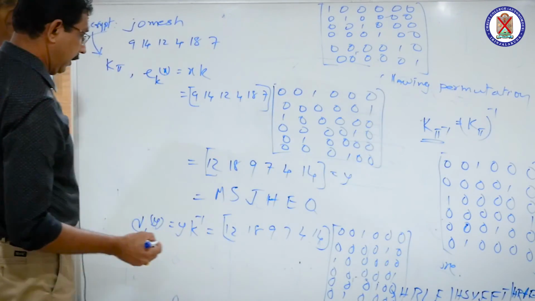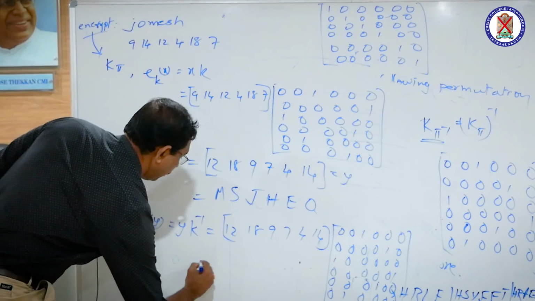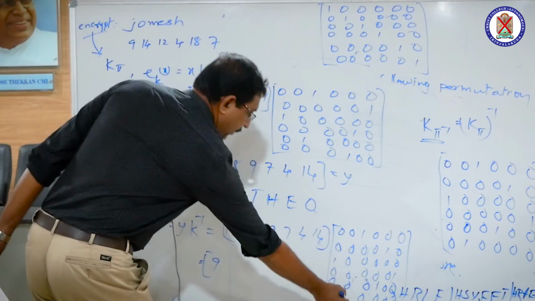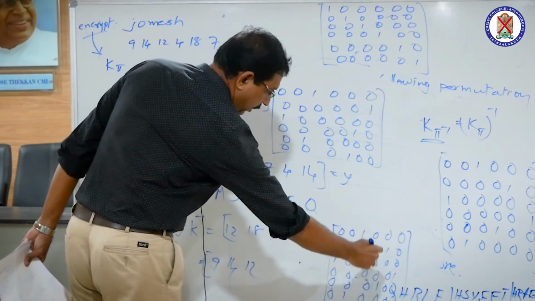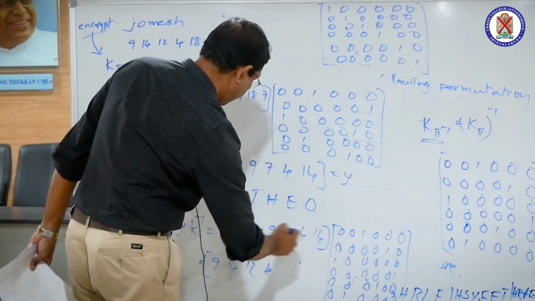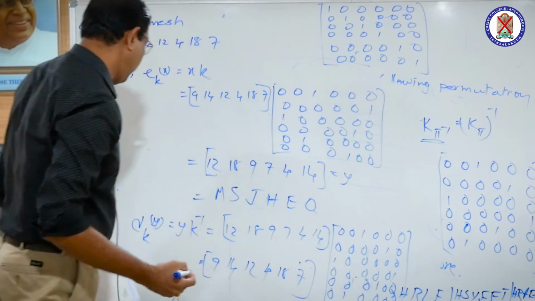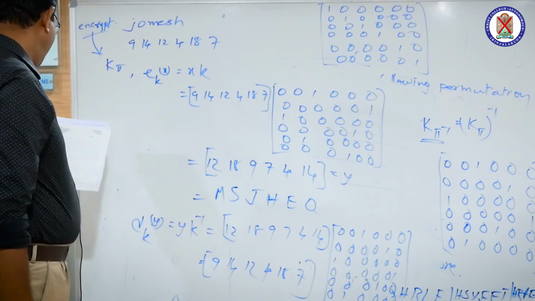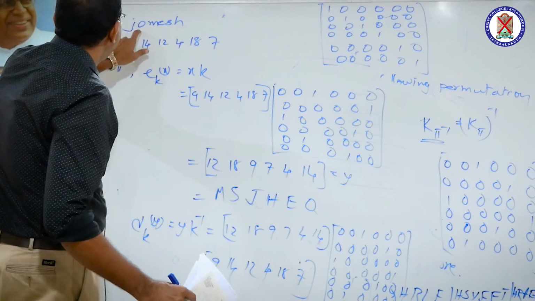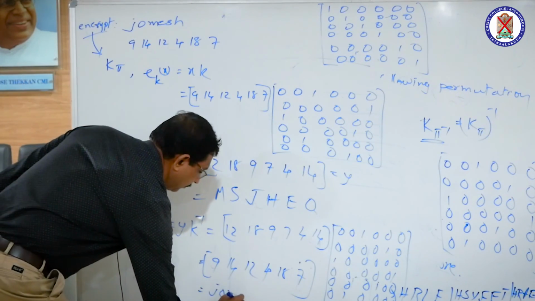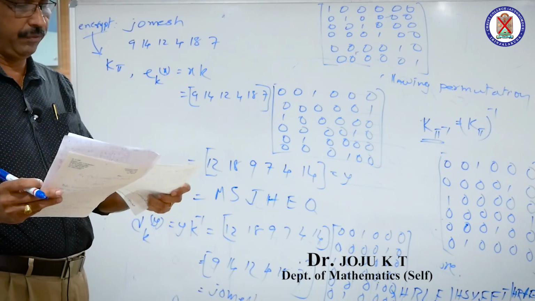Multiply these matrices together, we take this row into this column. It is the third element, which is 9. The next is 14. Next multiplication, we get the first element, that is 12. Next is the last but one, that is 4. Next is the second, that is 18. Then the last but one, that is 7. This is the decrypted form, that is 9, 14, 12, 4, 18, 7. This is nothing but our Jomesh. This was the permutation cipher, which is a special case of the Hill cipher.